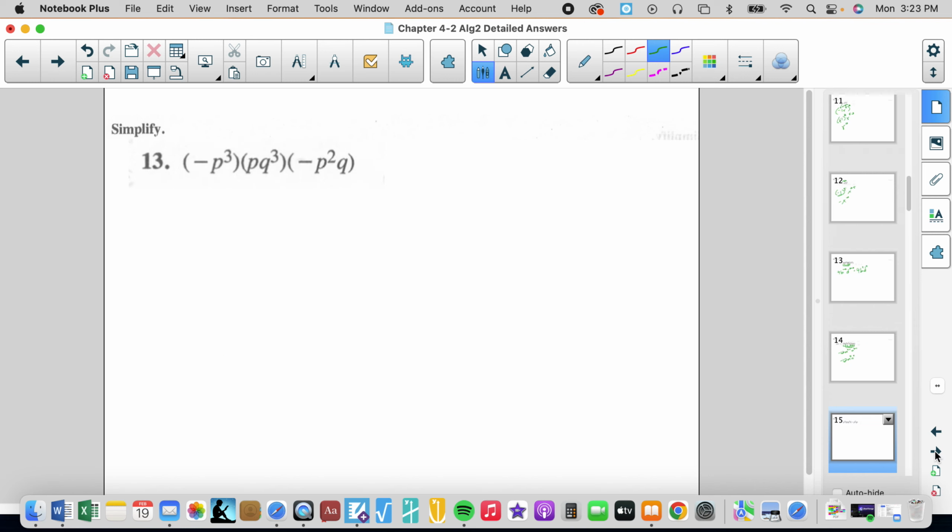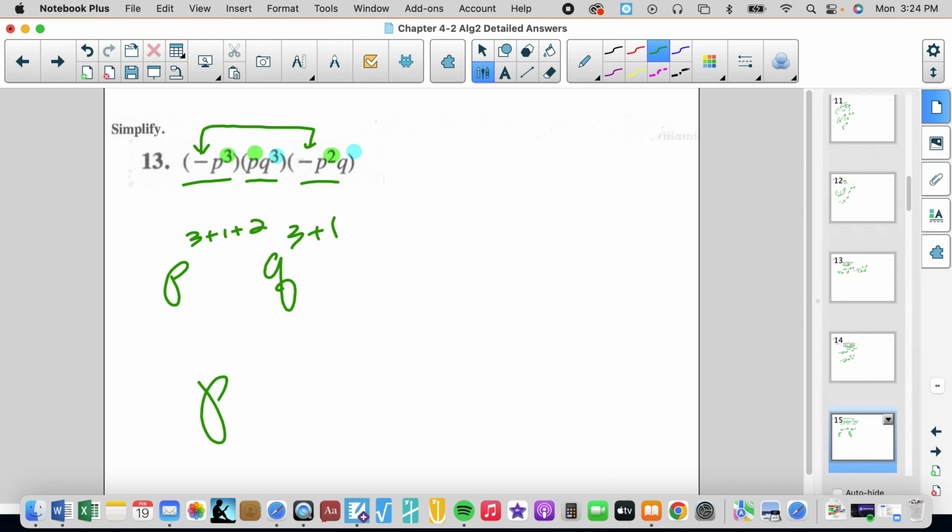Now we have 3 terms that we're multiplying. We have this times this times this, coefficients. Negative times negative is positive. We have p to the 3rd plus 1 plus 2. So each of those exponents above the p: 3, 1, and 2. And then we have the q's, q to the 3rd, q to the 1st. So that's q to the 3rd plus 1, which is p to the 6th, q to the 4th.